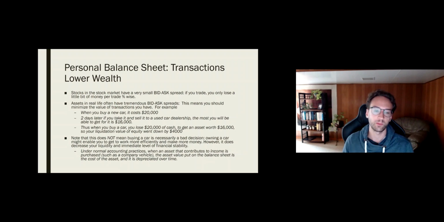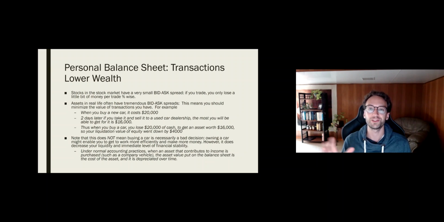Okay, back to this example with a car. Just because your liquid value of wealth, your liquidity, goes down by $4,000, it doesn't mean buying a car is necessarily a bad decision, because owning a car might enable you to get to work more efficiently. Right? If you can get to work faster, you might be able to stay at work a bit longer and make more money and make more profit. But it does mean that your liquidity and immediate level of financial stability is reduced.